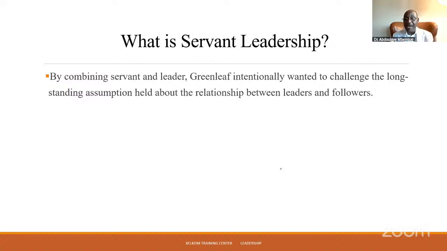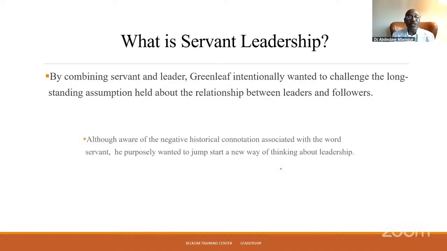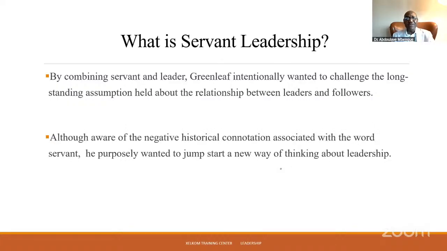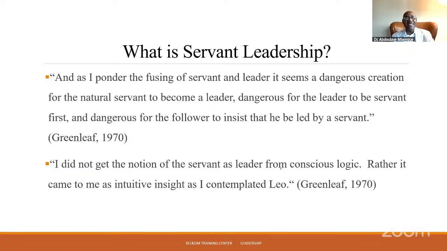And thank God I was able to find a very tight correlation. If time allowed, I can show it. But this whole notion of servant leadership, he knew the connotation. But this is why he was rejected, the second paragraph. He said, I did not get the notion of the servant as leader from conscious logic. Rather, it came to me as intuitive insight as I contemplated Leo. Intuitive insight was why the academic community rejected his theory.